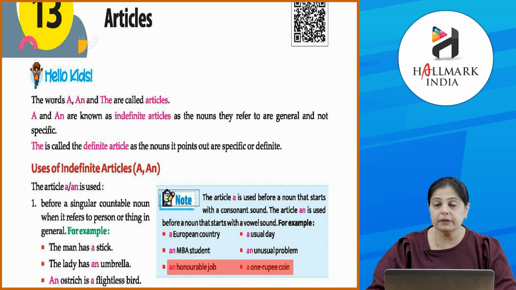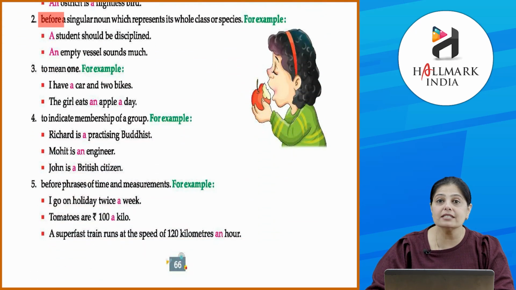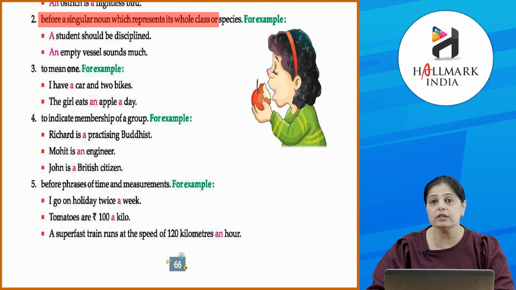ओके तो आप इसमें देखोगे अ यूरोपियन कंट्री, तो वाई का साउंड आता है इसमें, इसके लिए इट इज अ, ओके, ऑल्दो इट बिगिंस विद अ ईयू. देन एन एमबीए, एम, ए के साउंड आ रही है, इसके लिए इट इज एन. सो इट ऑल डिपेंड्स ऑन द साउंड, नॉट द वावल और द कॉन्सोनेंट. क्लियर? नाउ नेक्स्ट इज बिफोर अ सिंगुलर नाउन, which represents its whole class or species.